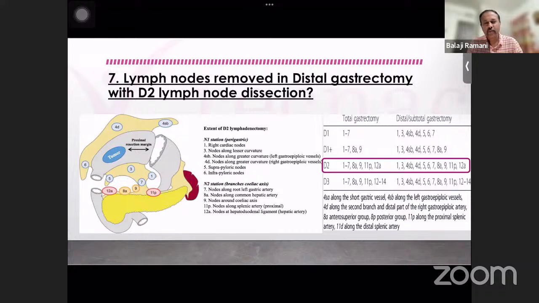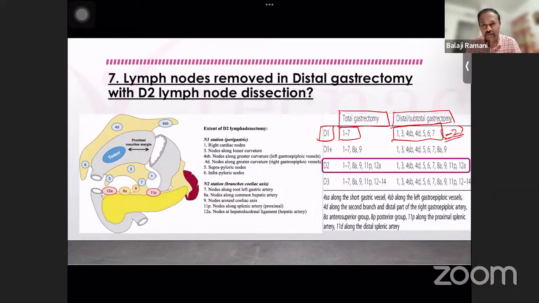So this is again a common question. What is D1, D2, D3 dissection? Again and again, these questions have come. So this particular chart is very important to remember. Kindly memorize it. I already discussed it when I did the update on stomach cancers. Distal gastrectomy and total gastrectomy are similar. So 1 to 7 is your D1 nodes as far as total gastrectomy is concerned. And as far as distal gastrectomy is concerned, it is 1 to 7 minus 2.